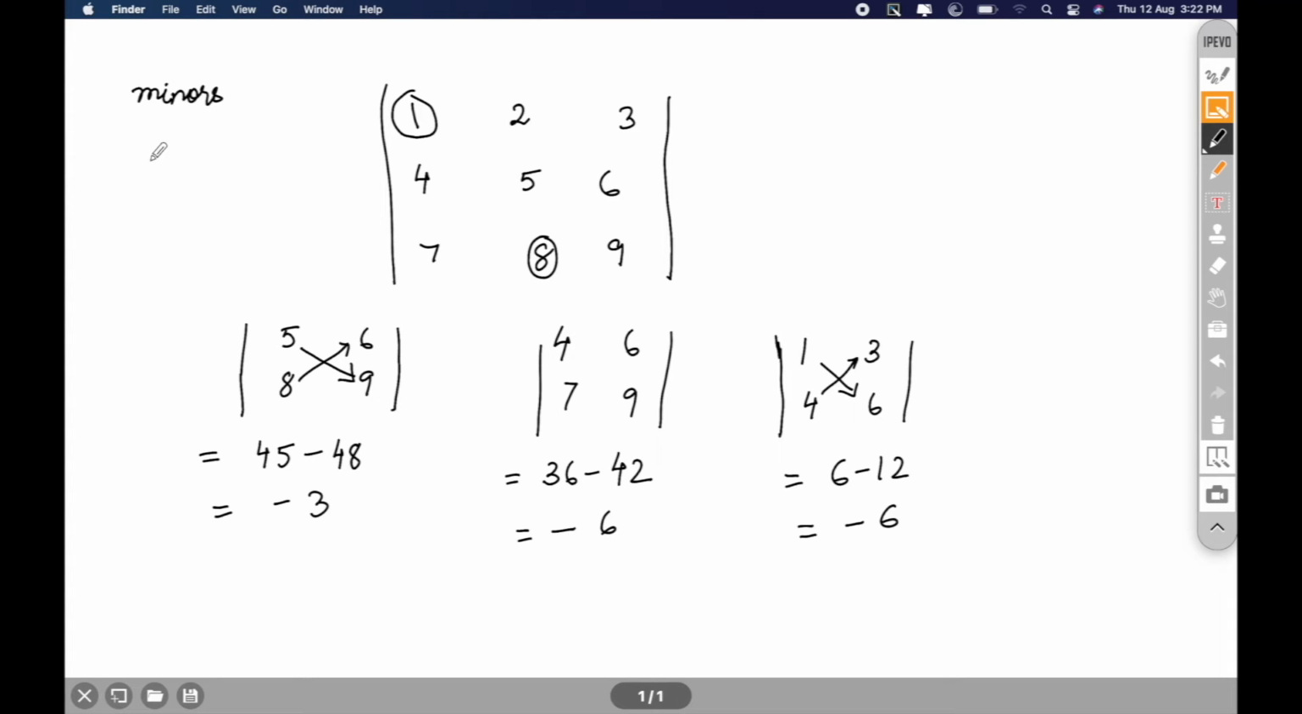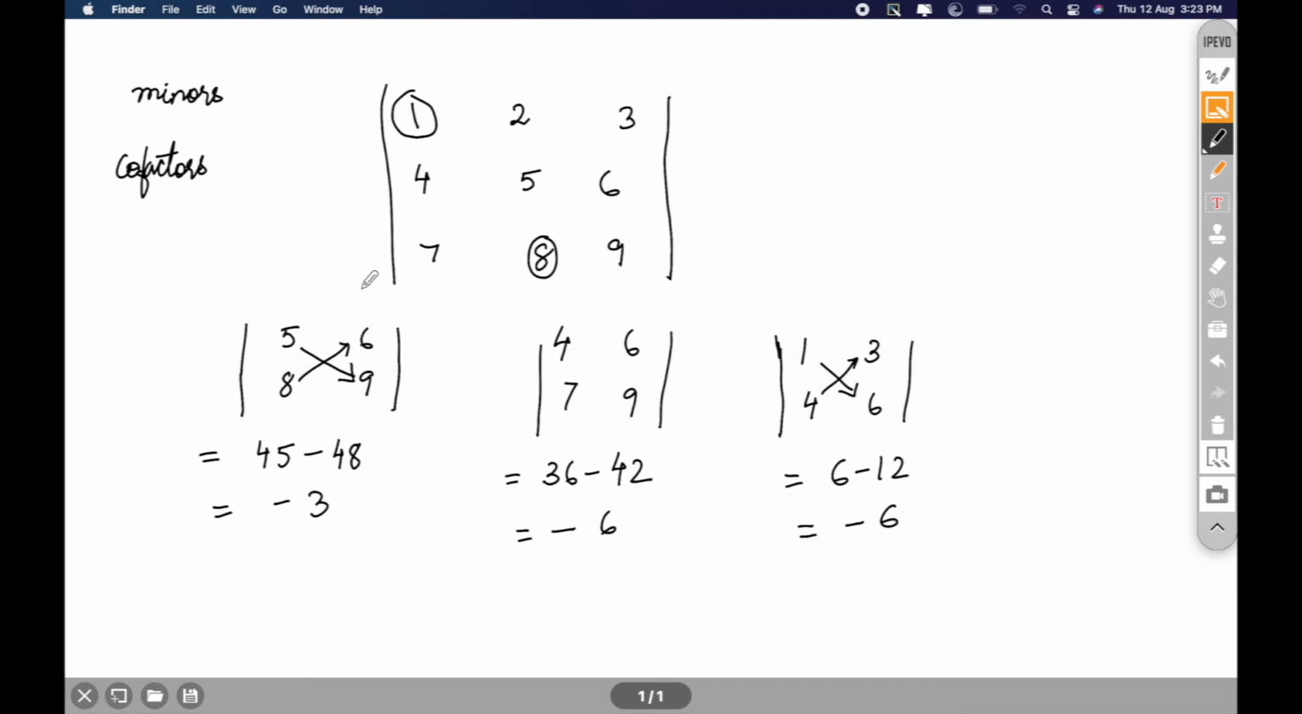Next comes the term cofactors. Now, what are cofactors? Cofactors are the same as minors but with an appropriate positive or negative sign in front of them. They will also be second order determinants, just like we found in the previous case. Now, look at the element 1. Its minor is 5, 6, 8, 9.